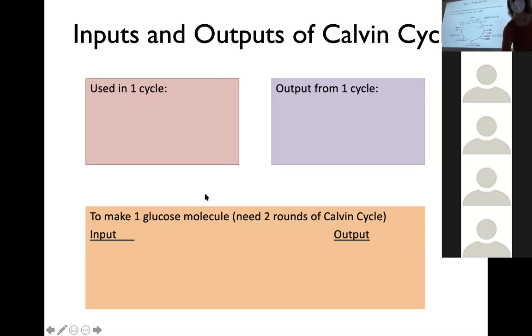Okay. So going on to the inputs and outputs of the Calvin cycle. So this is a weird cycle, right? Because you have one cycle, but you need two cycles to actually make a glucose molecule. So I've got the inputs and outputs for one cycle, and then we're just going to obviously double all of those to make one glucose molecule.